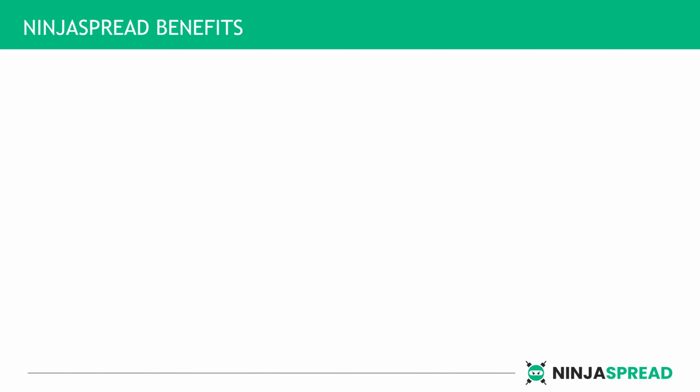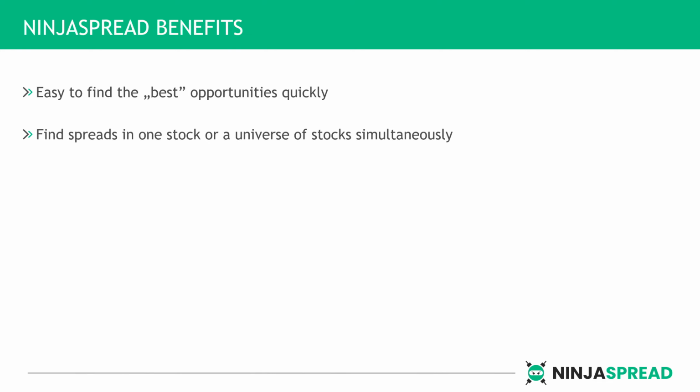So let's recap how NinjaSpread can benefit your trading. It's easy to find the best opportunities quickly without having to manually pick and choose every single strike and expiration on regular trading platforms. NinjaSpread helps you find spreads in one stock or a universe of stocks, or you can also create your own list of stocks that NinjaSpread should scan for. You can define your own search criteria, and NinjaSpread will notify you when it finds it in the market.